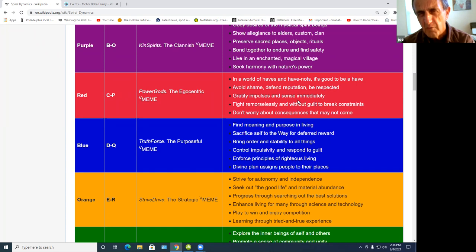So art is getting more sophisticated and it's serving a certain purpose here. It's gotten taken away from, it's no longer the totem power objects communicating with spirits and ancestors. It has a different function, art here in this red stage of development.